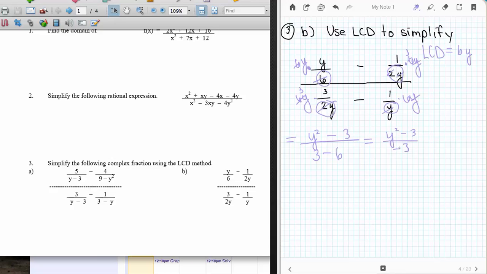And that's a little inconvenient to leave a negative down there in the denominator. So I'm going to put the negative out here in front. And then I'm going to write y squared minus 3 in the numerator. And I'm going to write a 3 down here in the denominator. Now, this 3 and this 3, remember, there is no canceling in addition.